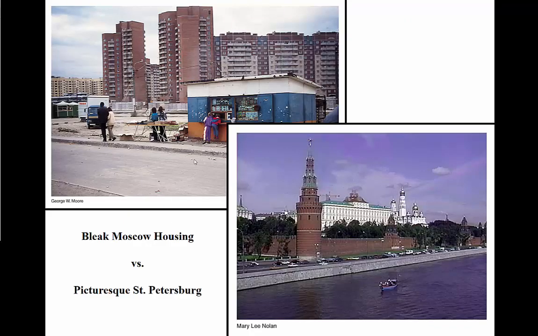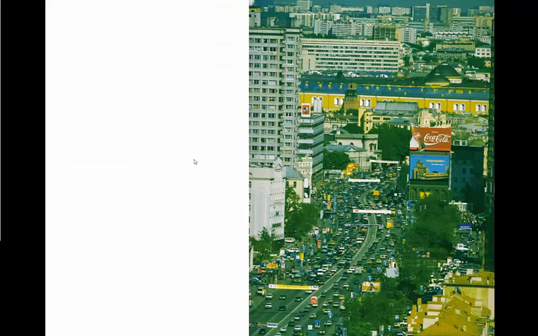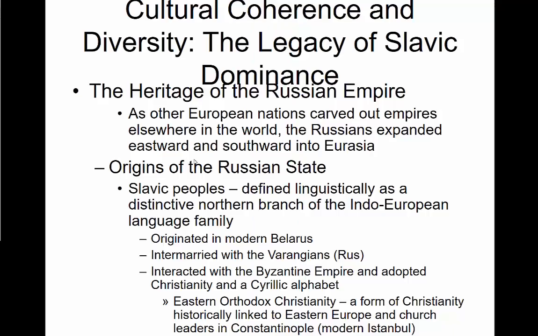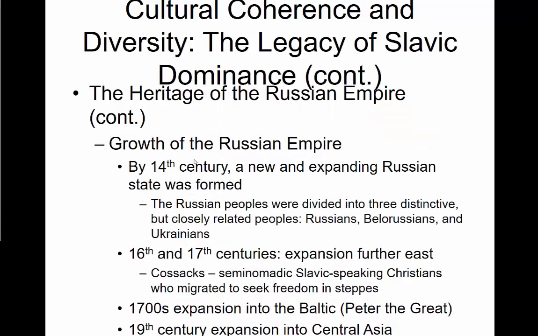So you can see some of the housing that's going to be remnant of former Soviet Russia. And then you can see St. Petersburg. This is just another cityscape that we have here. Origins of the Russian state from the Slavic peoples in the west, and then Mongols in the east. And you can see how the Russian state expanded.